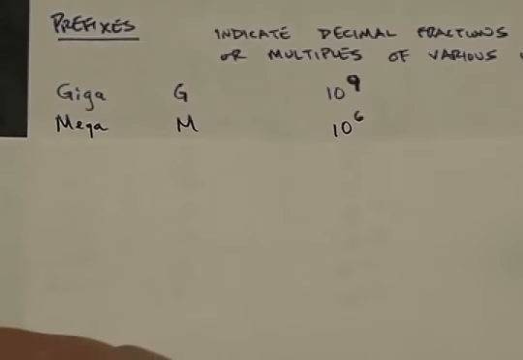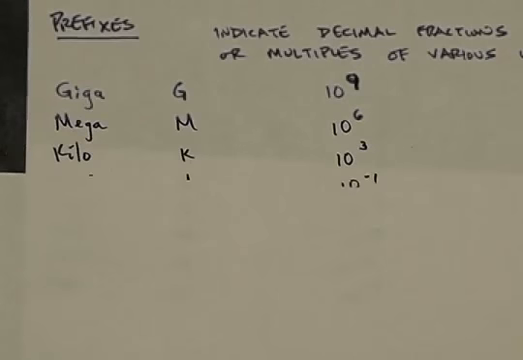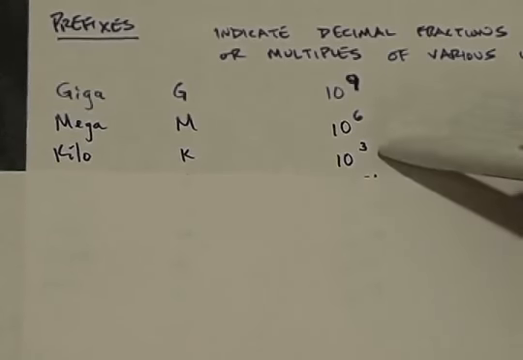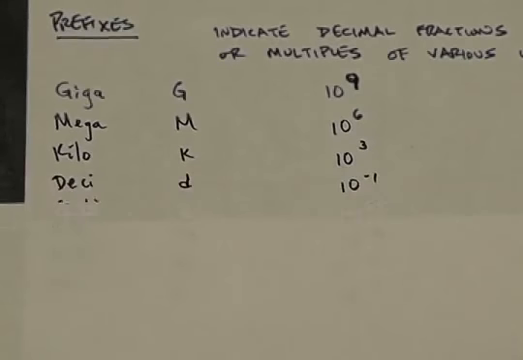After that is mega. Mega is symbolized by a capital letter M, and it is 10 to the 6th, or 1 million times bigger, a 1 with 6 zeros after it, than a base unit. Next is kilo, like for instance a kilogram or a kilometer, which is 1 times 10 to the 3rd, or a 1 with 3 zeros after it, larger.